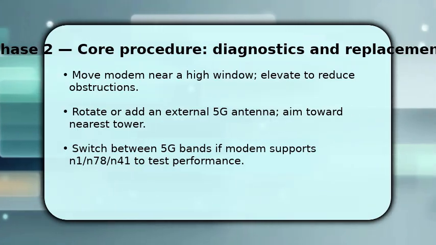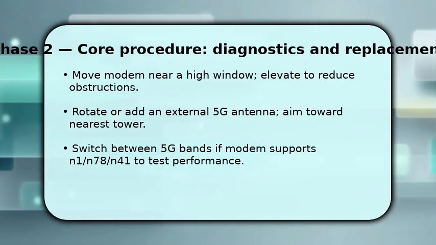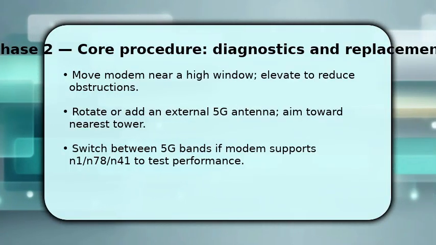If your modem accepts external antennas, swap or add a directional 5G antenna and point it toward the nearest mast. Make sure to test different 5G bands. Switch between available bands like N1, N78.